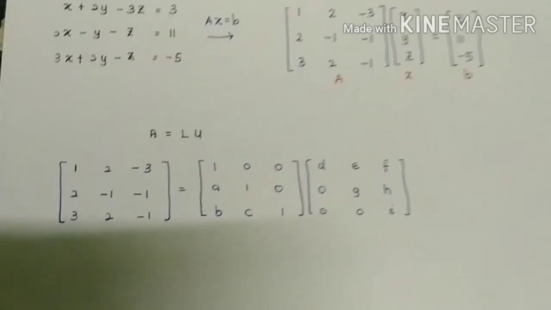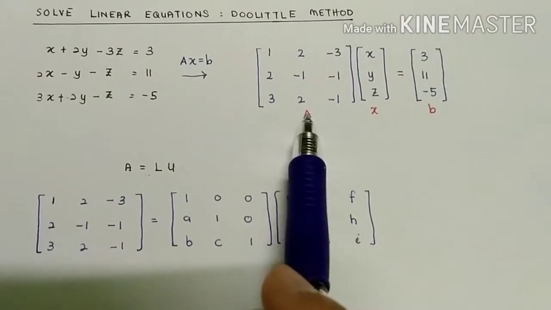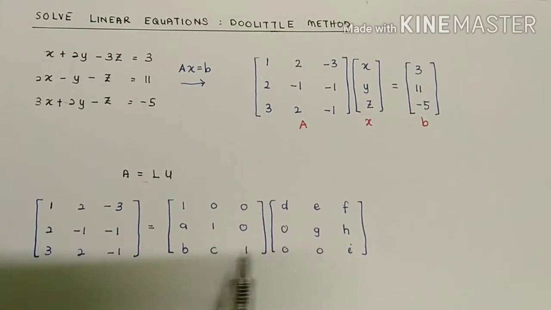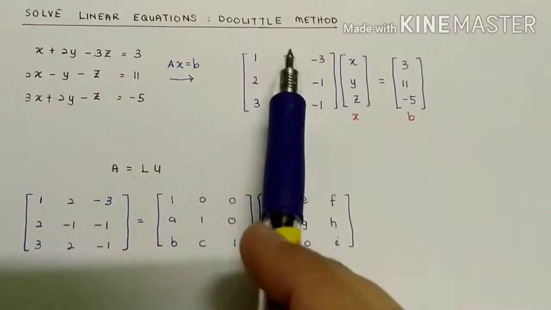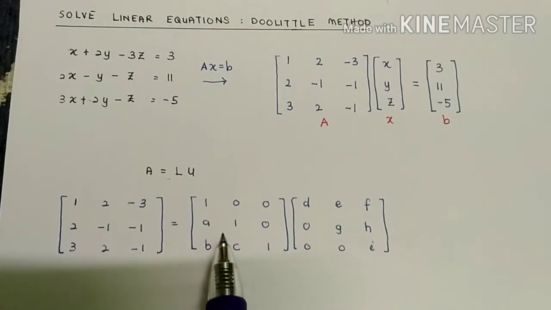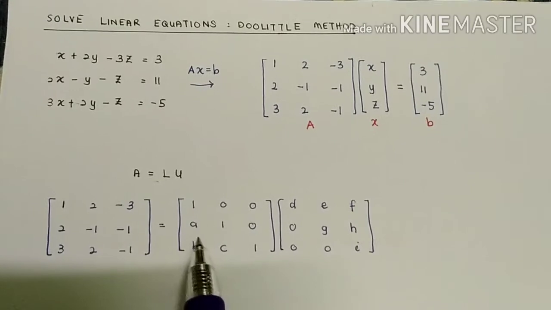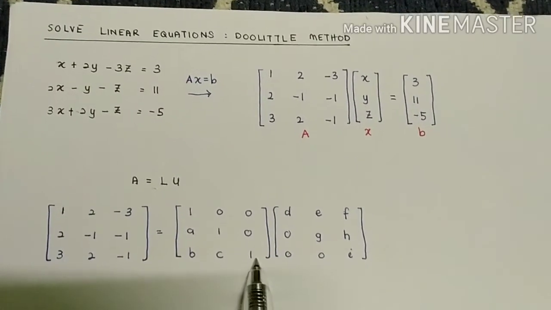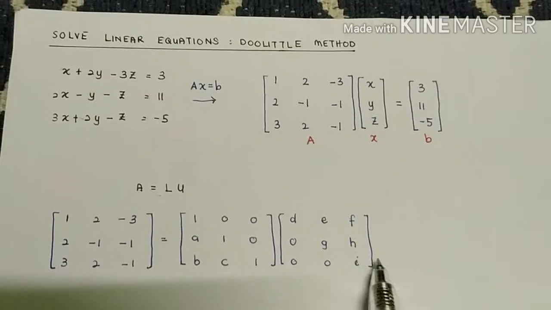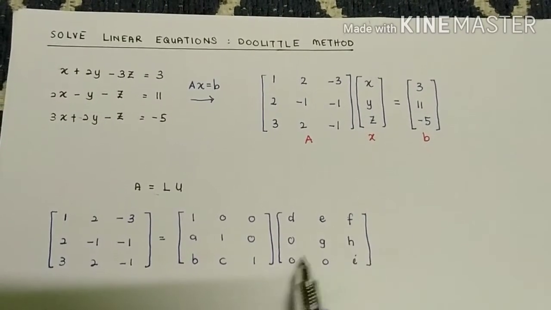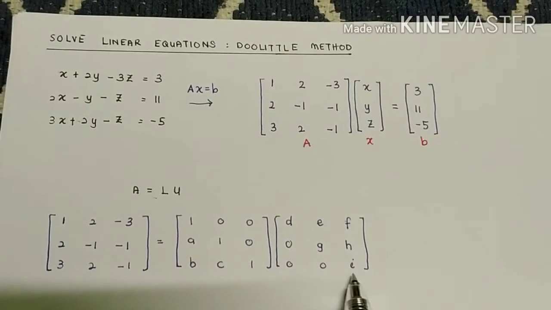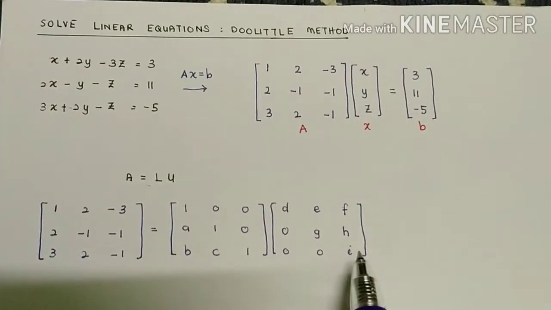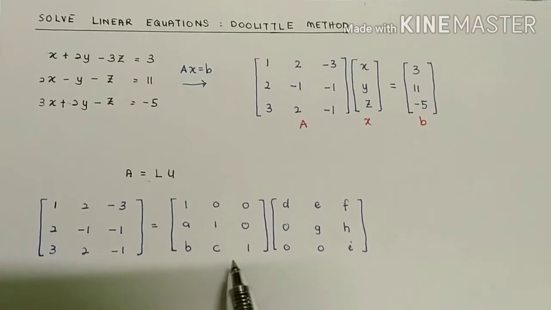So here we have matrix A from our first step. This is the formula for matrix L and U for the Doolittle method. For matrix L, we have 1, 0, 0, and then A, 1, 0, and B, C, 1. And matrix U is D, E, F, 0, G, H, and 0, 0, I. A, B, C, D, E, F, G, H, and I is just the notation, it can be any numbers.